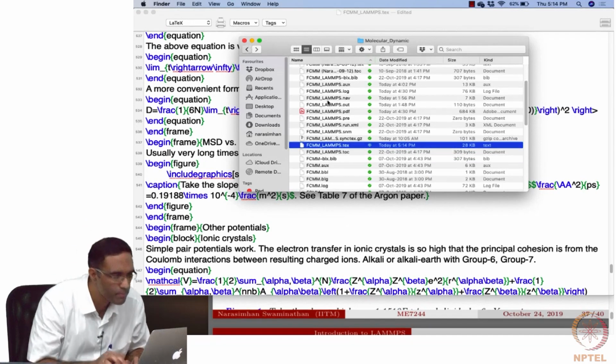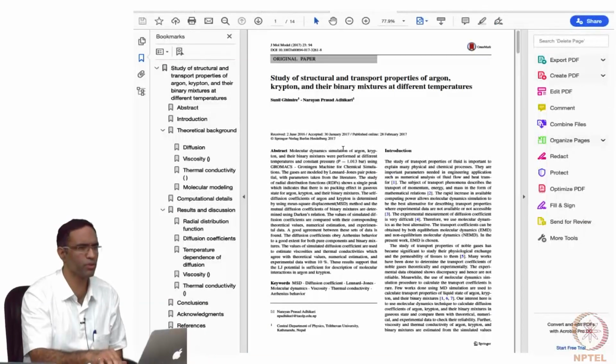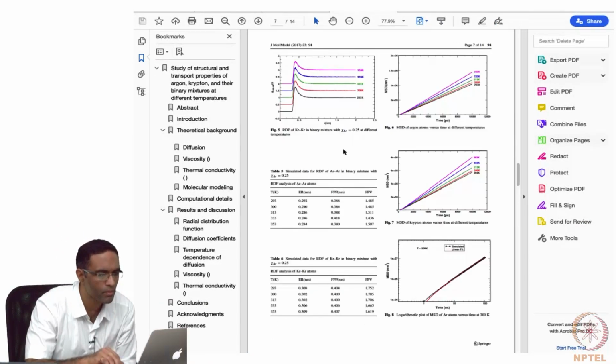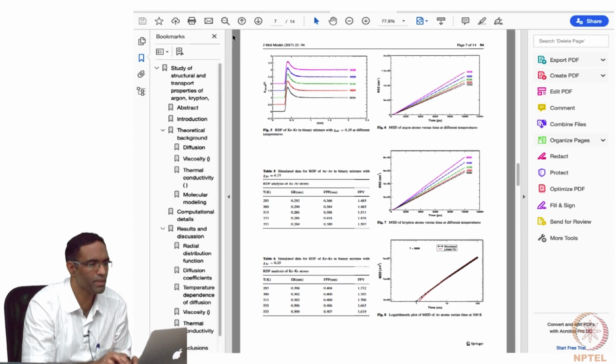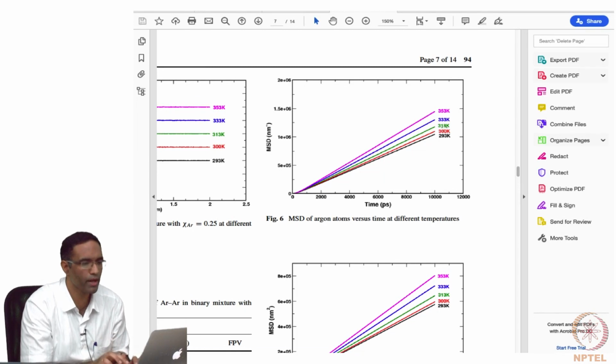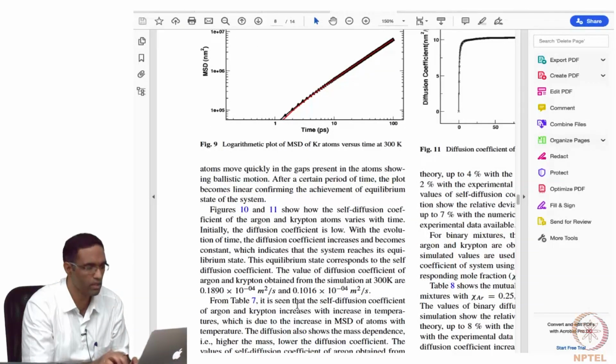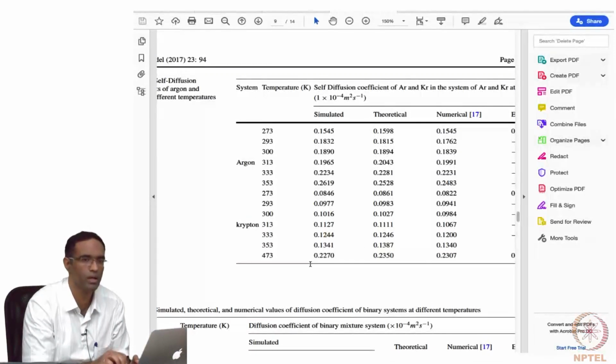If you look at the argon paper, which I've shared with you, right here they made the exact same plot. This is exactly what we have for 300 Kelvin, and that's a very small region where it is nonlinear, maybe a couple of picoseconds. So you should make sure you're running it a reasonably long time to see the diffusive regime. The value that they get is about 0.1890 e to the minus 4, which is quite close to what we have got, and it's compared in this table as well.